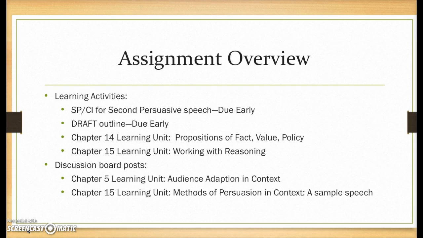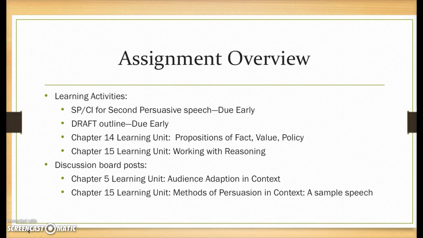You also have an assignment that corresponds to the Chapter 14 learning unit that looks at propositions of fact, value, or policy speeches. And you have an activity that corresponds to the Chapter 15 learning unit, which looks at reasoning for persuasive speeches. Those two activities are not due until June 21st.